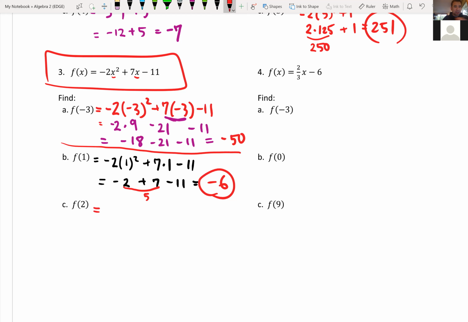Okay, so I'm going to get started on this. It's going to be negative 2 squared plus 7 times 2 minus 11. Let's take care of the exponent. It's going to be negative 2 times 4, right? 2 squared is 4. 2 times 2. And 7 times 2 is 14.